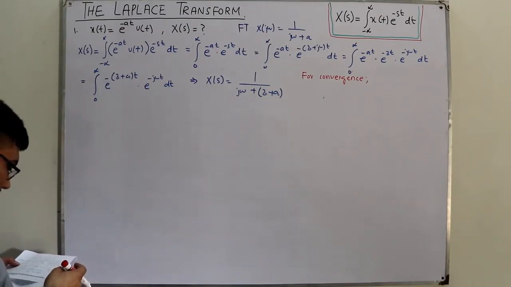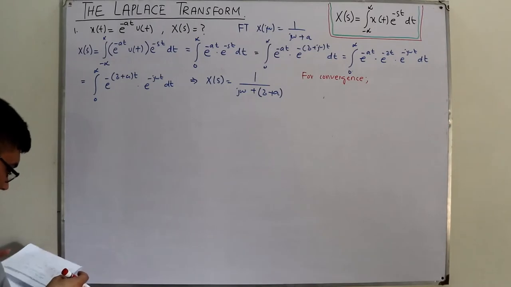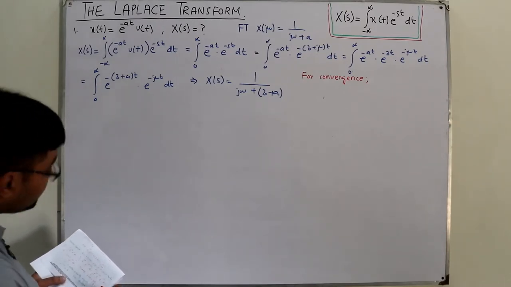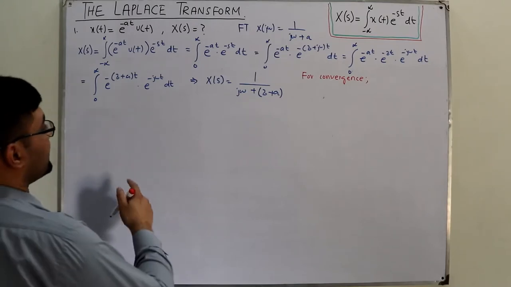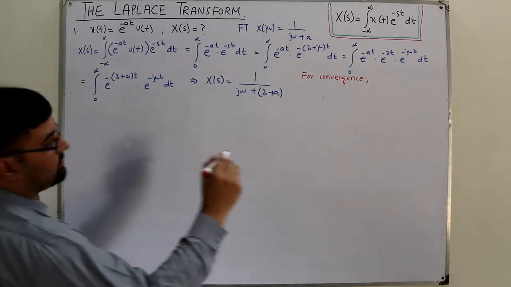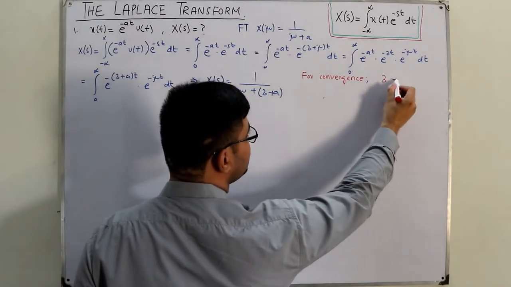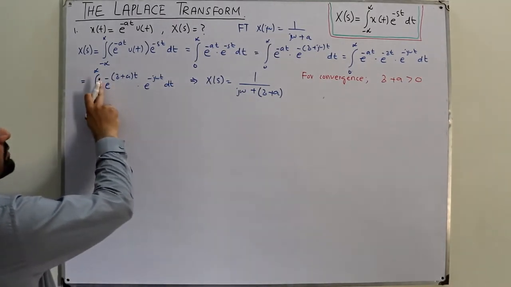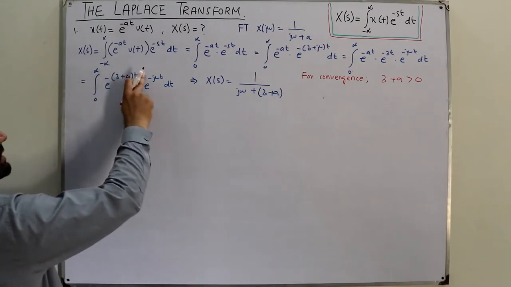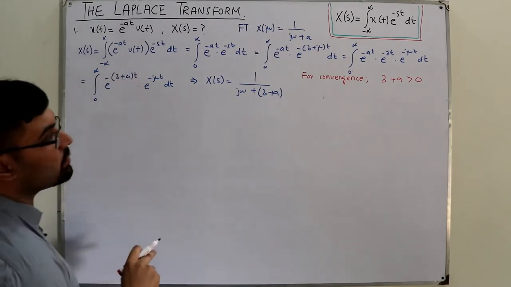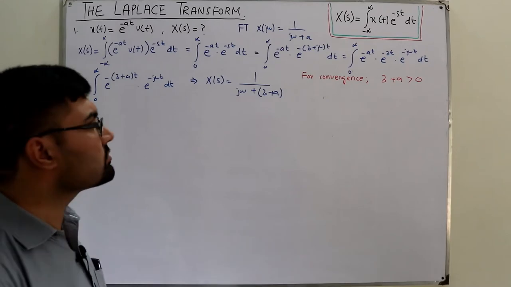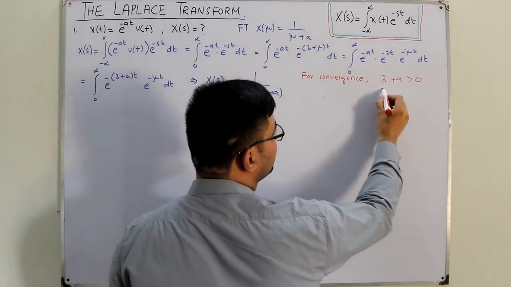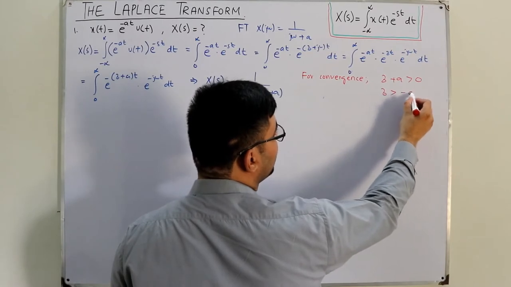This has to be positive. Yes, so to converge, what do we have? We should have that this is positive. If this is positive, which means delta plus A is greater than 0, then positive into negative would be negative, and when you put the limit to infinity, exponential of negative infinity would approach 0, so it would be a finite number. So this means this should be positive, or I could say that sigma is greater than negative of A.